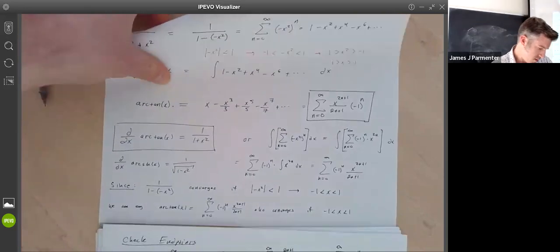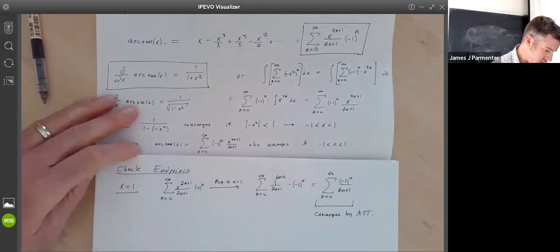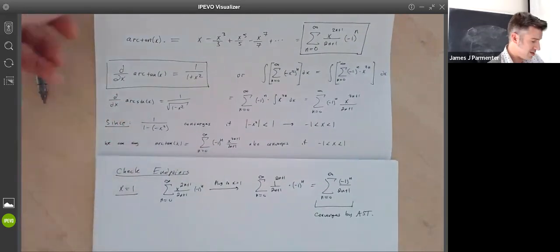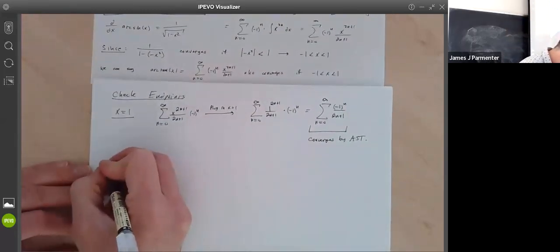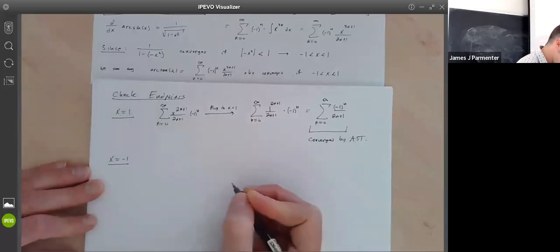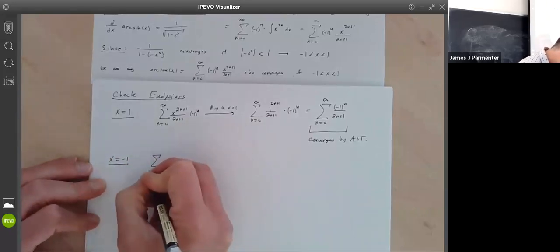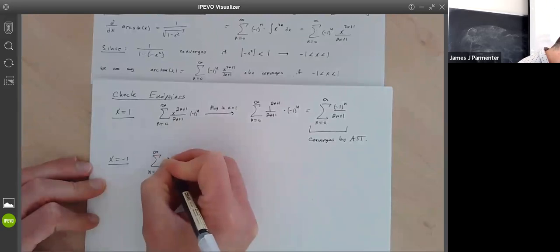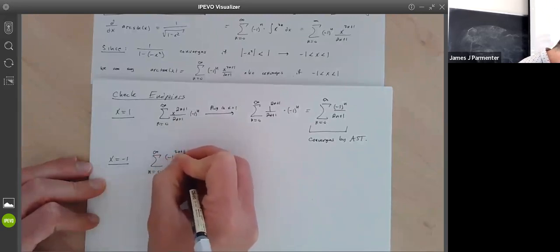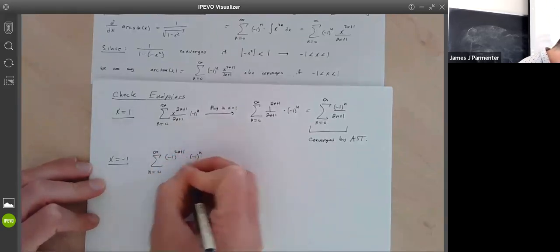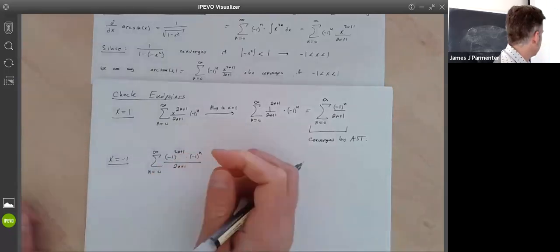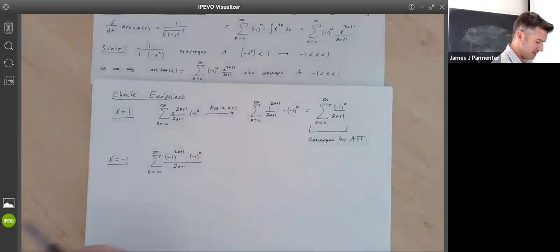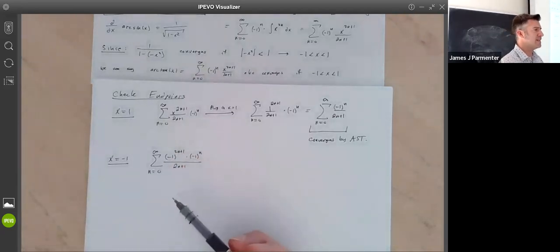All right, so we checked one endpoint, and it converged there. Let's check the other endpoint. This is where we have to be extra careful. If we check x equal to -1, we're going to get the sum from n equals 0 to infinity of -1 to the 2n plus 1 times -1 to the n over 2n plus 1. So let me ask you all, is this alternating or not?